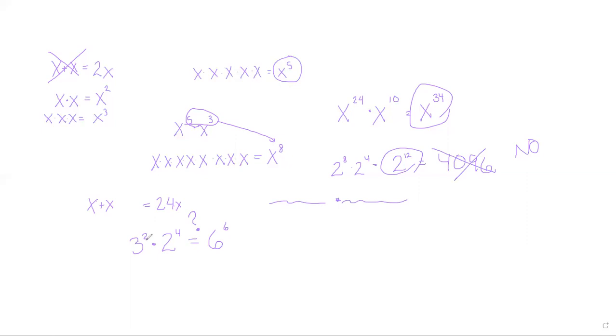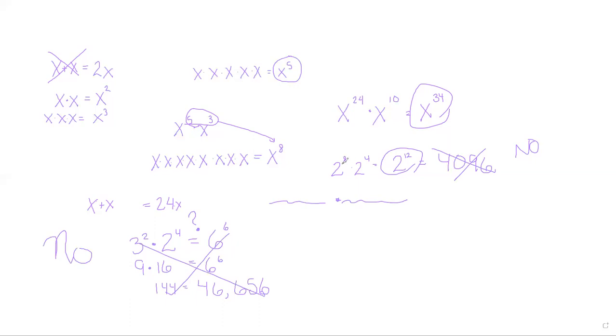Well, let's find out. Let's actually math this one out and see. So we have 3 squared is 9. 2 to the 4th is 16. 9 times 16, then we have 6 to the 6th. Well, 9 times 16 is 144. Does that equal 6 to the 6th power? 6 to the 6th power is 46,656. So does it work? No, it does not work.